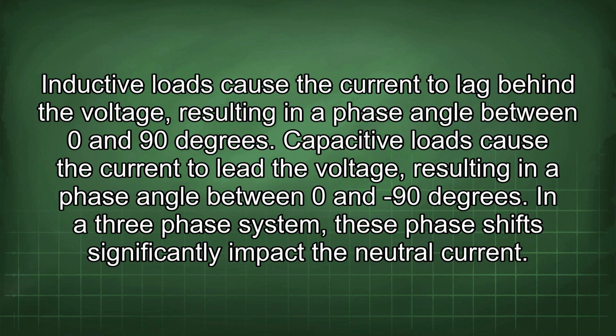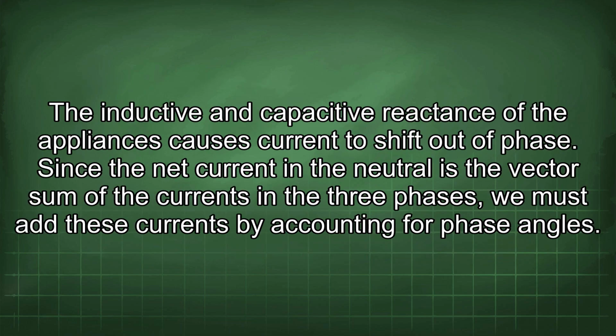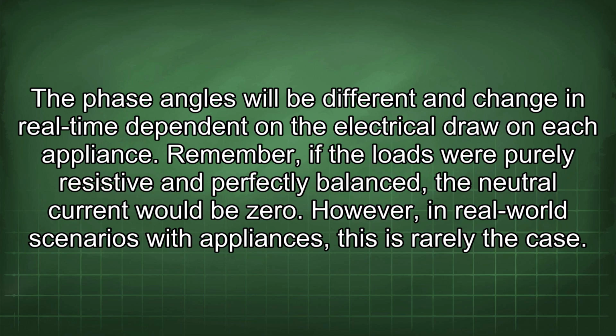In a three-phase system, these phase shifts significantly impact the neutral current. The inductive and capacitive reactance of the appliances causes current to shift out of phase. Since the net current in the neutral is the vector sum of the currents in the three phases, we must add these currents by accounting for phase angles. The phase angles will be different and change in real time dependent on the electrical draw on each appliance. Remember, if the loads were purely resistive and perfectly balanced, the neutral current would be zero. However, in real-world scenarios with appliances, this is rarely the case.